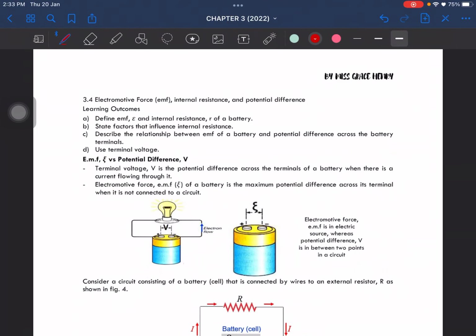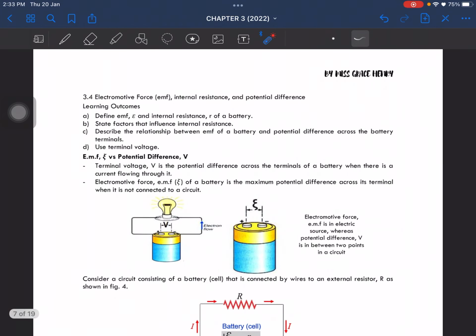Subtopic number 4, which is on electromotive force, internal resistance, and potential difference. So in this subtopic, you should be able to define what is EMF, internal resistance of a battery, state factors that influence internal resistance, describe the relationships between EMF of a battery and potential difference across the battery terminals, and lastly, use terminal voltage. Okay, so EMF versus potential difference.